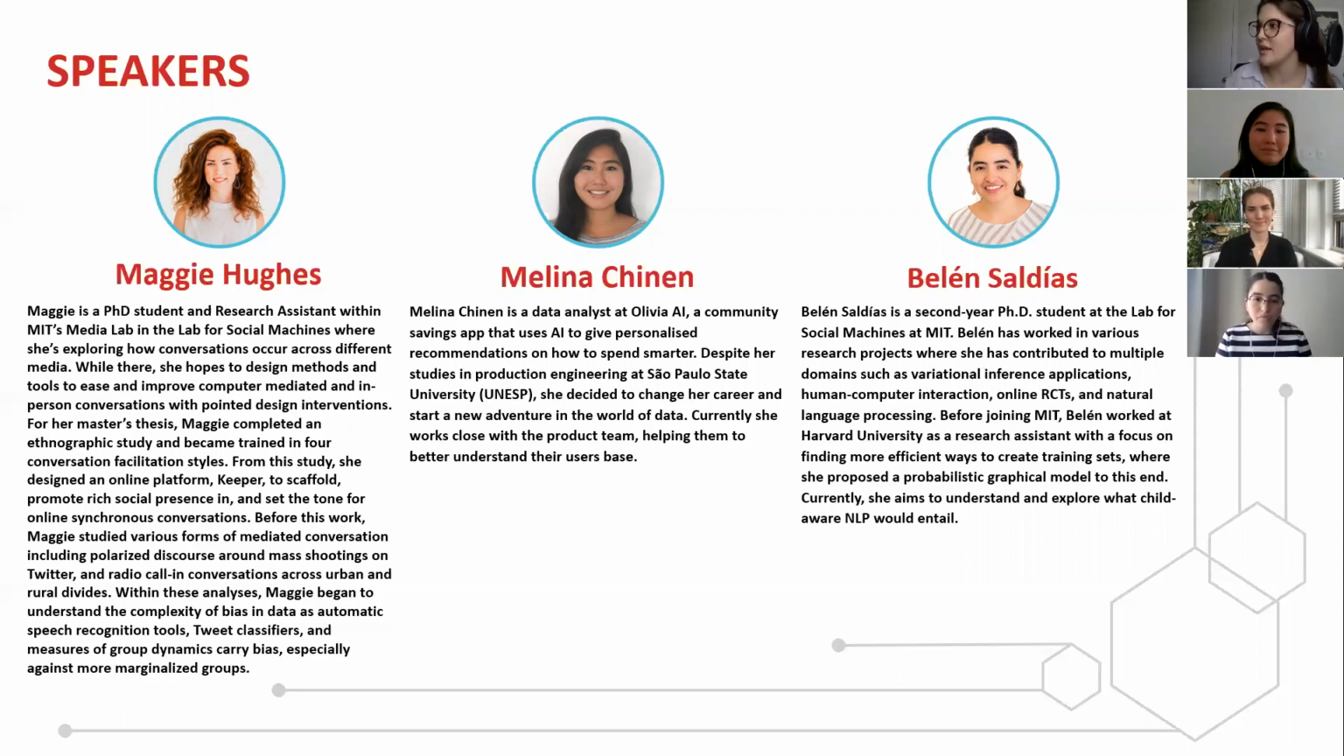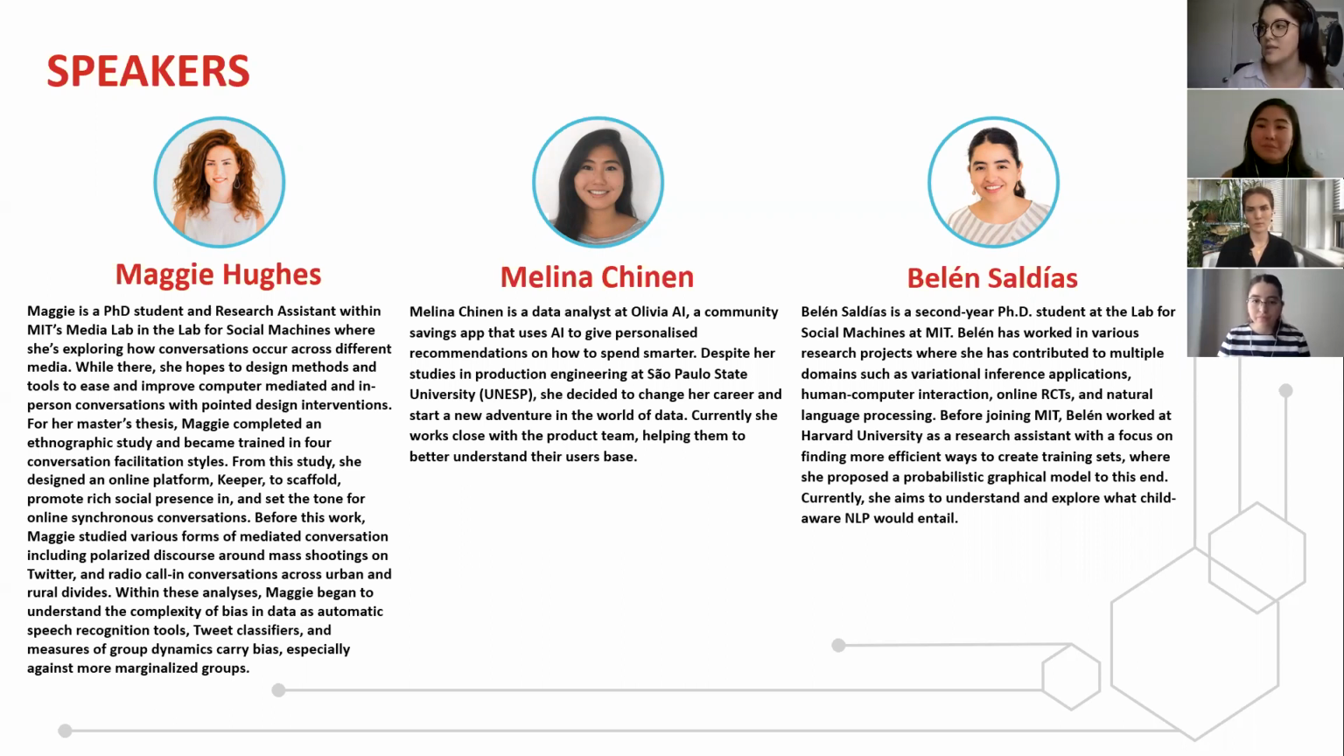Melina Chinen is a data analyst at Olivia AI, a community savings app that uses AI to give personalized recommendations on how to spend smarter. Despite her studies in production engineering at Sao Paulo State University, she decided to change her career and start a new adventure in the world of data. Currently, she works close with the product team, helping them to better understand their user base. Thank you so much, Melina, for joining us as well.